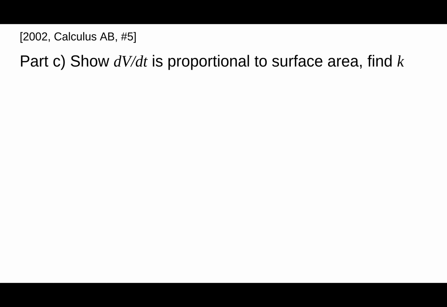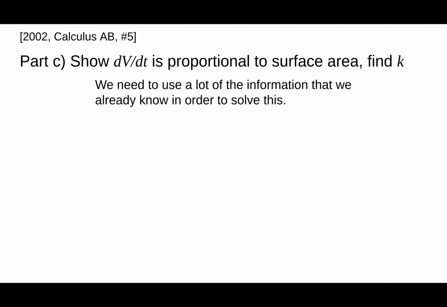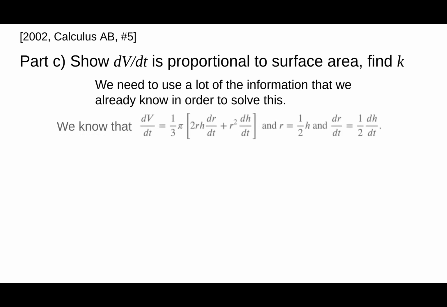In part C, we're asked to show that dV/dt is proportional to the surface area, and then we are asked to find the constant of proportionality k. We need to use a lot of the information that we already know in order to solve this. This is typical for a free response question. You typically find different things in different parts of the question, and usually there's one part where you have to use several of the bits of information that you already found.